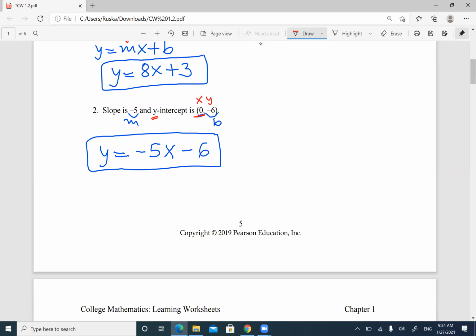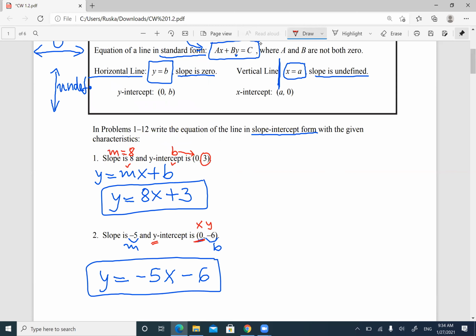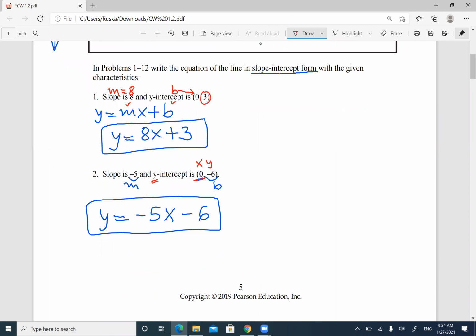If you look here, in the y-intercept, the x coordinate is 0. For the x-intercept, the y coordinate is always 0. It's always like that, no matter what. For the y-intercept, the first number is always 0. For the x-intercept, the second number is always 0. Okay? Got it?